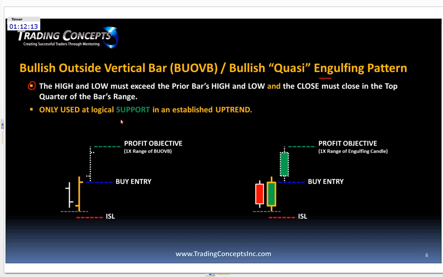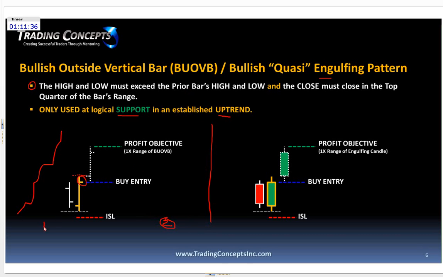Again, we're only really looking for these patterns at logical support in an established uptrend. So the market's already up, and the market's pulled back. What we're looking for is for the market to take out the prior bar's high and low. You see that? Your buy entry is either the close or the open the following day, once you see it close in the top quarter. If you want to be a little more conservative, wait for the market to actually penetrate up through the high of that outside pattern. Again, you'll notice that on all these illustrations, I've got two illustrations.